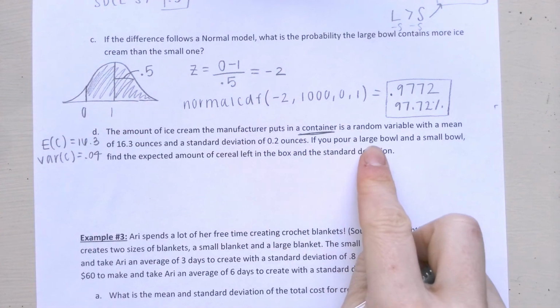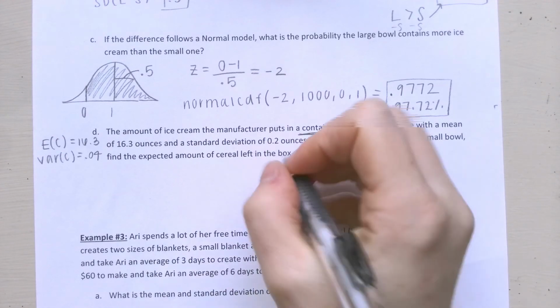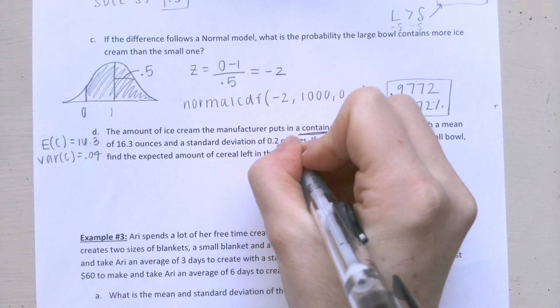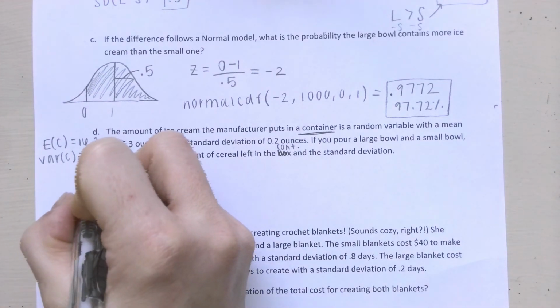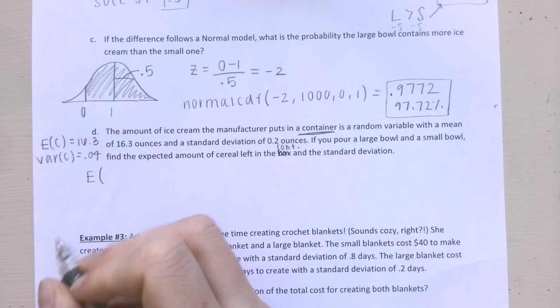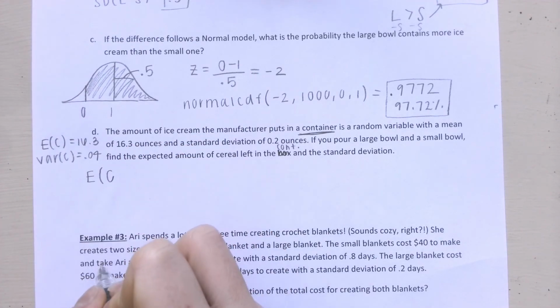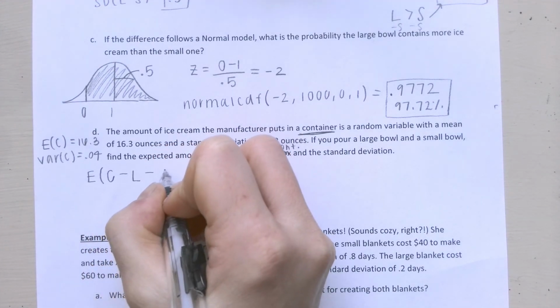Says if you pour a large bowl and a small bowl, find the expected amount of cereal left in the box. That should say container. Assuming it's not a box of ice cream. And find the standard deviation. So if Ethan opens up this new container of ice cream and he scoops out his large bowl, scoops out his small bowl, what do we expect to be left over? So this is a little bit tricky. What we're actually doing here is combining 3 different random variables. So I'm starting with the container of ice cream. He's subtracting a large bowl and he's subtracting a small bowl of ice cream.